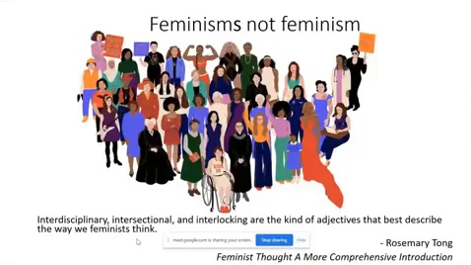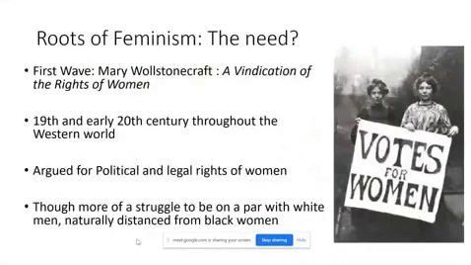However, to trace this movement and its journey, we go to the roots of feminism, and that's the first wave of feminism, which could be seen as a movement that took over almost the whole of the Western world in the 19th and the early 20th century. The landmark work of this period was Mary Wollstonecraft's A Vindication of the Rights of Women.